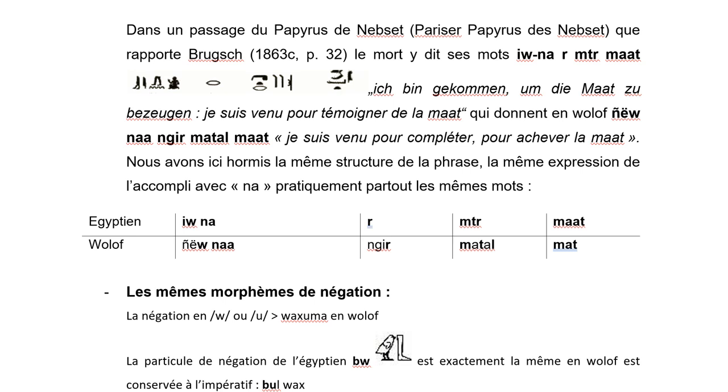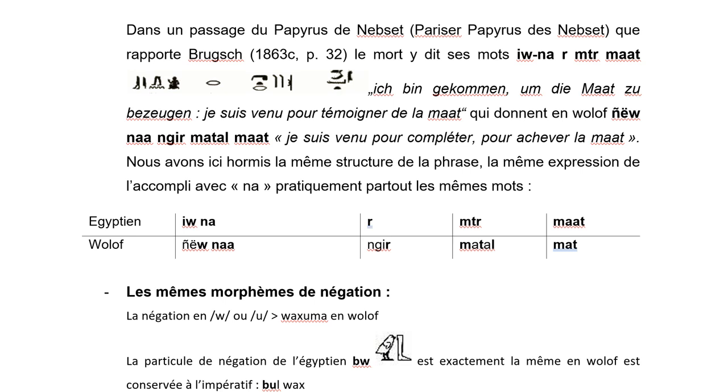The mat, as you say, is a very philosophical concept in old Egyptian, meaning justice, etc. This is another topic on which we will come back later. If you take the word order, you see in Wolof, ñëw na, I have come. You can see, in fact, the correspondence. Ngir, in order to, here in Egyptian, in order to, ngir.